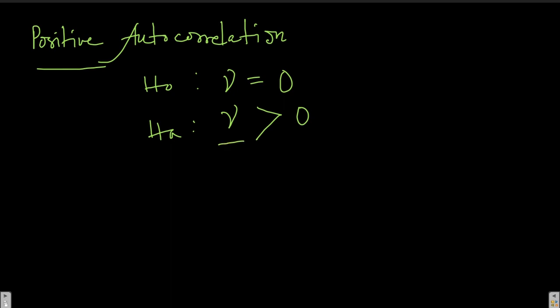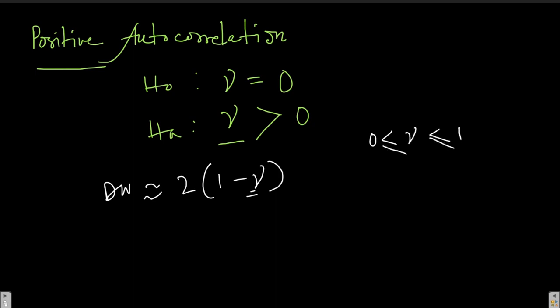With this in mind, let me write down the equation that I've already written previously. DW is approximately 2 into 1 minus gamma, right? Now we'll fit some values here. We know this is a correlation coefficient. Its value can vary between 0 and 1 for a positive autocorrelation. If gamma is equal to 1, my DW value is 2 into 1 minus 1, which is equal to 0.